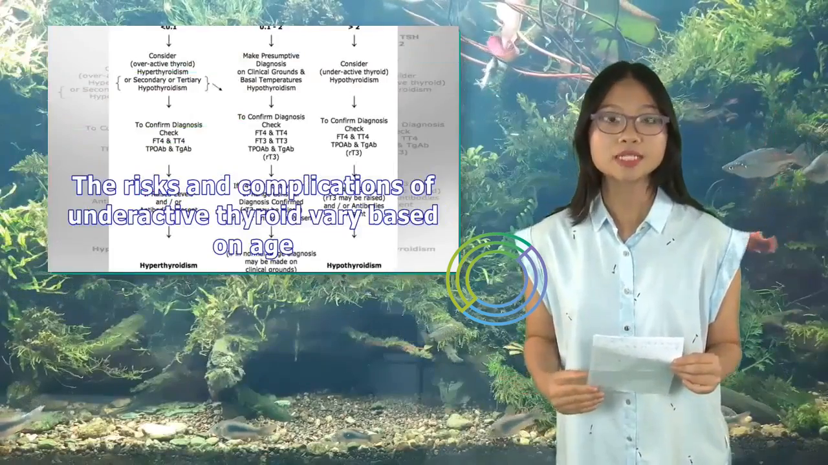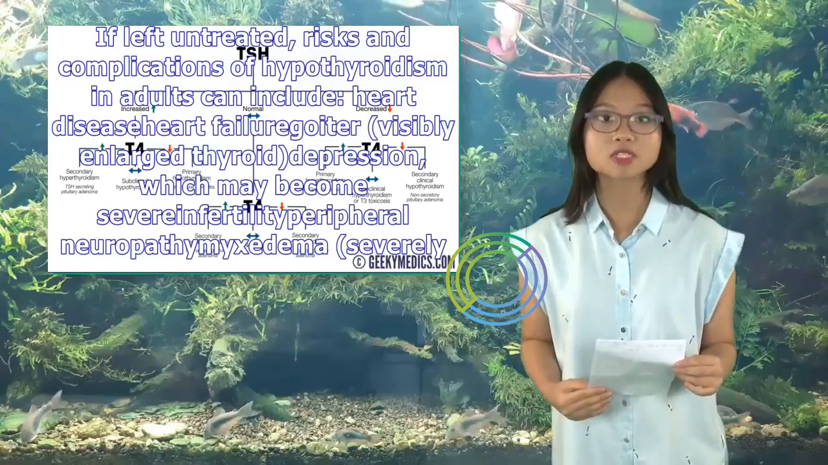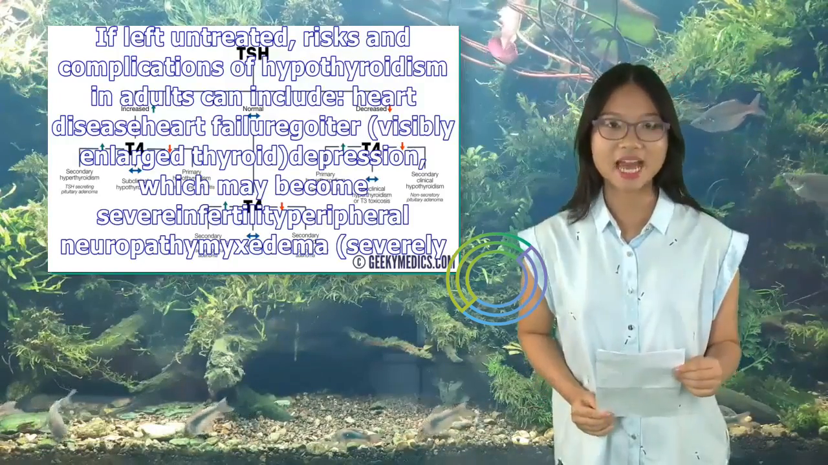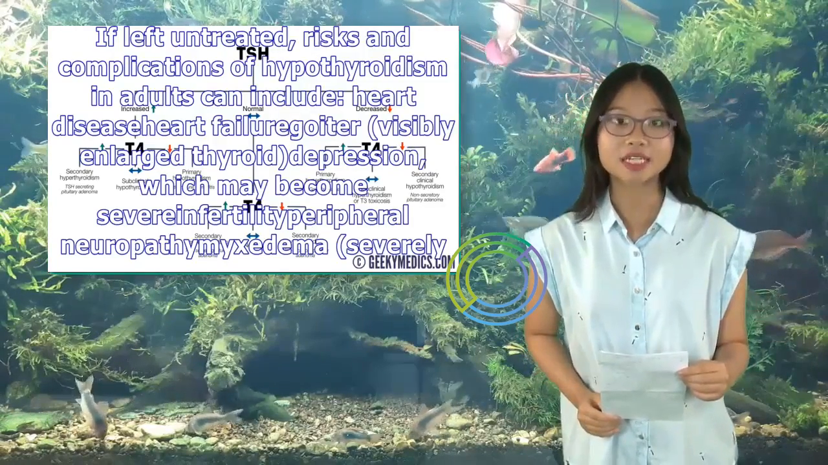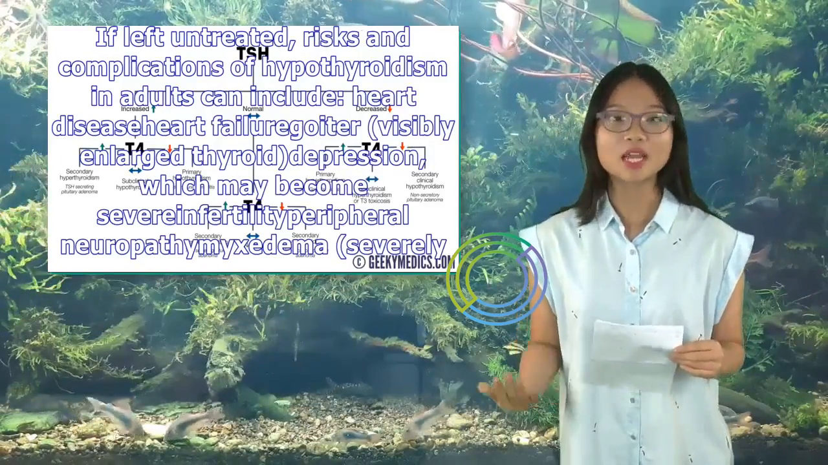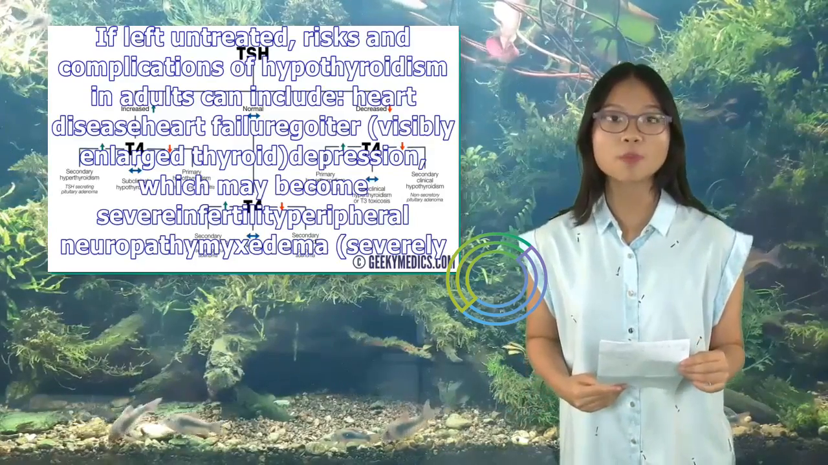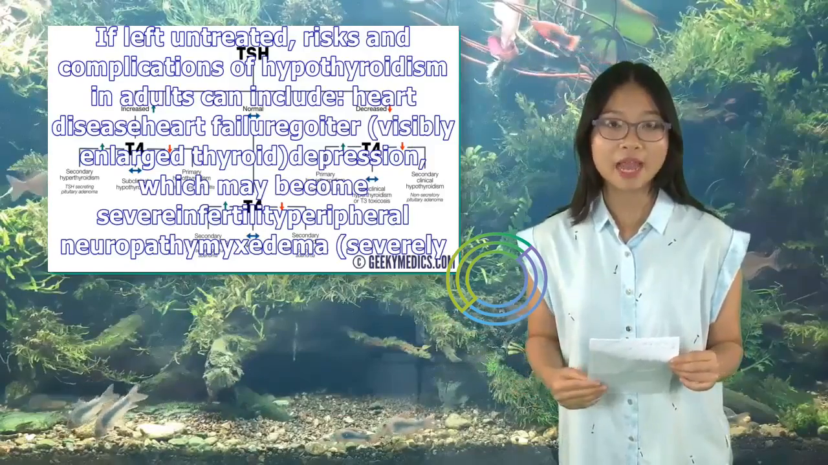The risks and complications of underactive thyroid vary based on age. If left untreated, risks and complications of hypothyroidism in adults can include heart disease, heart failure, goiter, visibly enlarged thyroid, depression, which may become severe, infertility, peripheral neuropathy, myxedema, severely advanced hypothyroidism, high cholesterol, high blood pressure if left untreated.